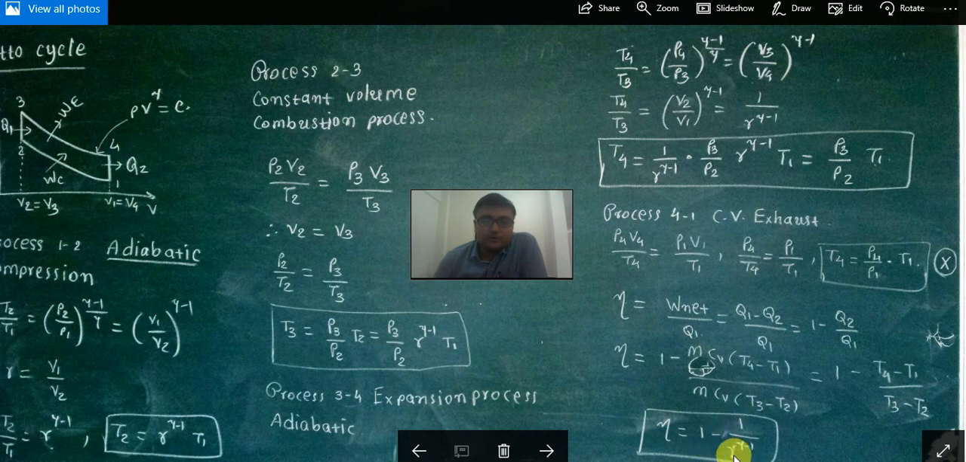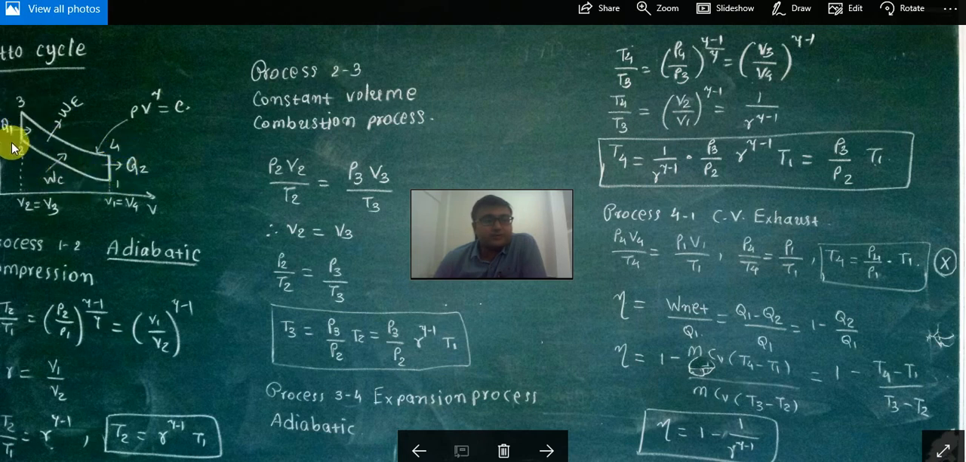minus 1 upon r raised to gamma minus 1, where r is the compression ratio, which is nothing but V1 divided by V2. The Otto cycle efficiency PV diagram is drawn here, and 1 to 2 process, 2 to 3, 3 to 4 and 4 to 1.